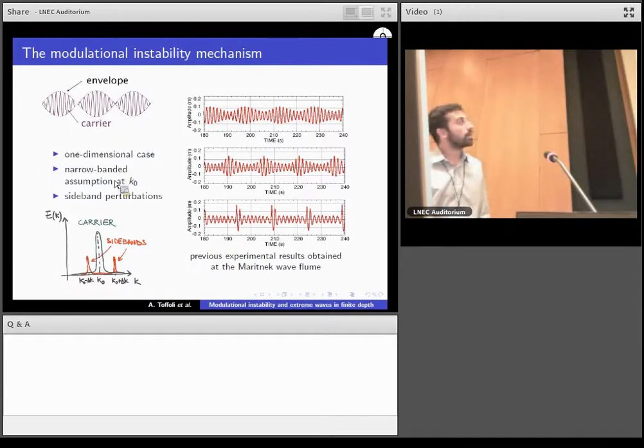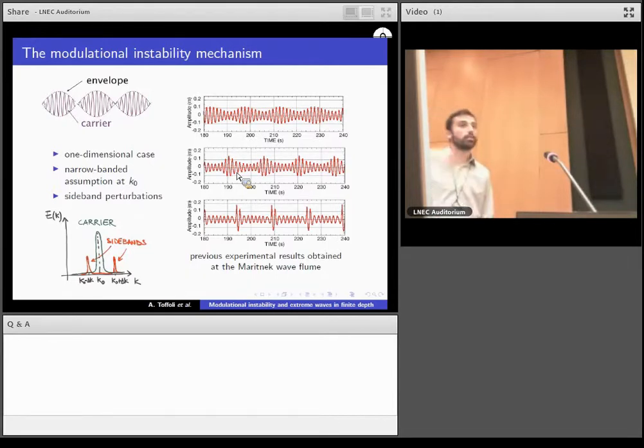And when we are in this condition, basically knowing the characteristics of the sidebands, we may have some kind of instability of this modulation. This instability may grow in time or in space, depending on whether we are measuring the sea surface in time or a time series at a particular point in space. For some particular parameters, this instability may grow and may form very, very extreme events, so very high waves. What is the mathematics behind that?